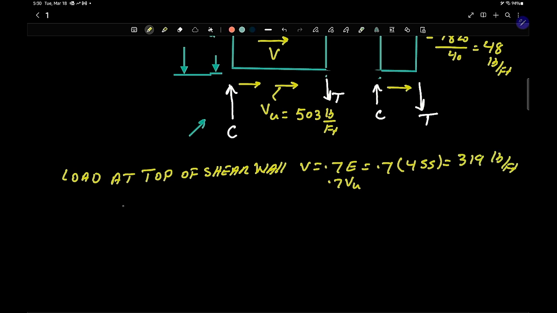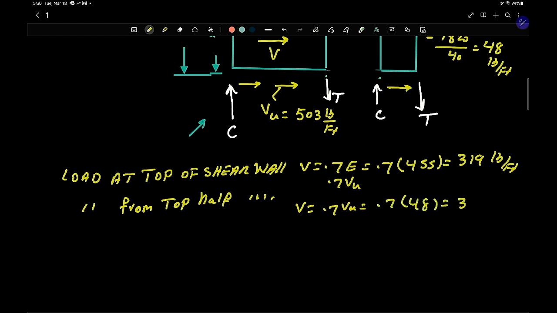We do the same thing for the load from the top half of the shear wall. V is equal to 0.7 VU, which is equal to 0.7 times 48, and that will give us 33.6 pound per foot.